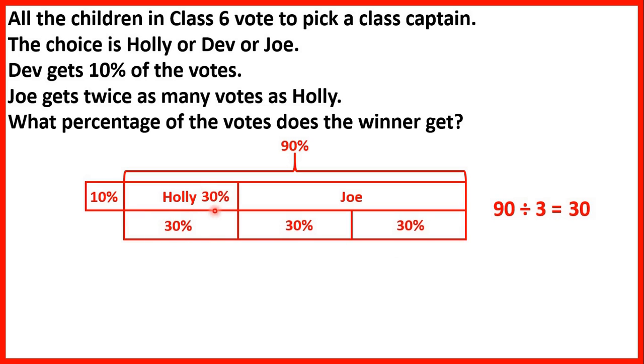So Holly gets 30%, and then Joe gets 30 plus 30, so 60%. So the winner is Joe, and he gets 60%. And we can check that it works, because Joe gets twice as many votes as Holly, and 60 is twice 30. 30 times 2 is 60.